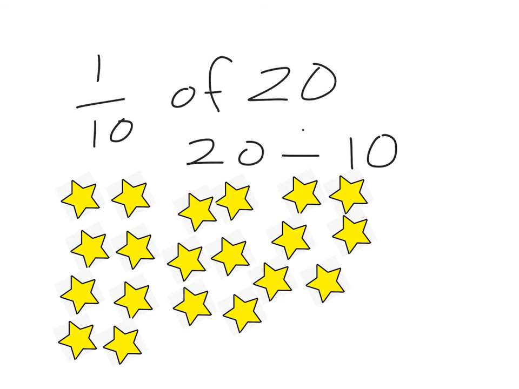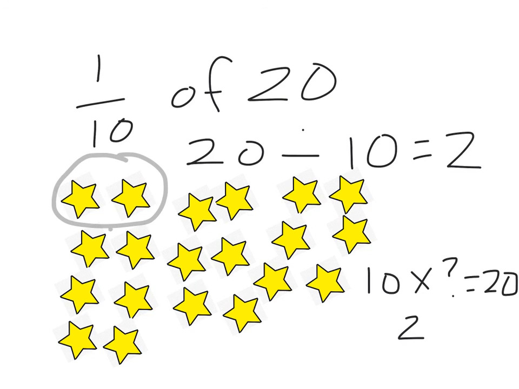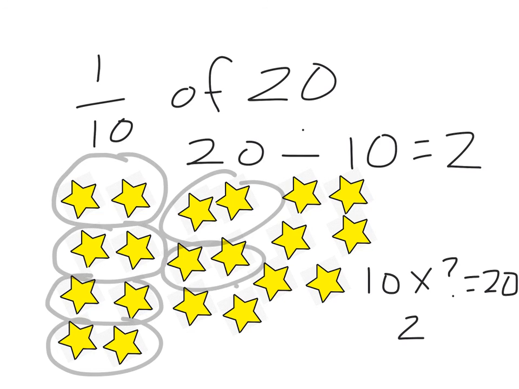Now you might know that 20 divided by 10 equals 2 because you know your division facts, or if you didn't, you could change it into a multiplication problem. 20 divided by 10 is the same as saying 10 times what will equal 20, and we know that 10 times 2 equals 20. So if we have a look at our sets here, we will have 10 equal sets, and in each set there will be 2 stars.